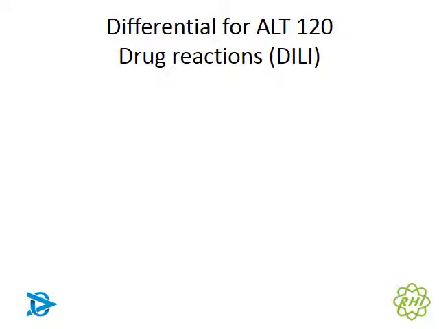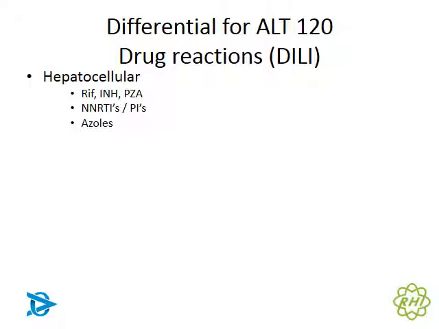So let's just continue our differential for an ALT of 120, and I'm going to look a little bit wider than just the patient we're currently discussing. And of course, the next thing we want to worry about is a possible drug reaction. So does she have a drug-induced liver injury? This particular patient is only on ARVs. There are very specific drugs that we need to keep in mind. And for a hepatocellular picture, of course, our biggest worries are usually the TB drugs, especially your PZA, and to a lesser extent, your INH and your rifampicin. Of your ARVs, your NNRTI, so in our patient, efavirenz could be the cause of a DILI, and your protease inhibitors to a lesser extent. And don't forget good old-fashioned fluconazole that a patient might be on for cryptococcal meningitis.